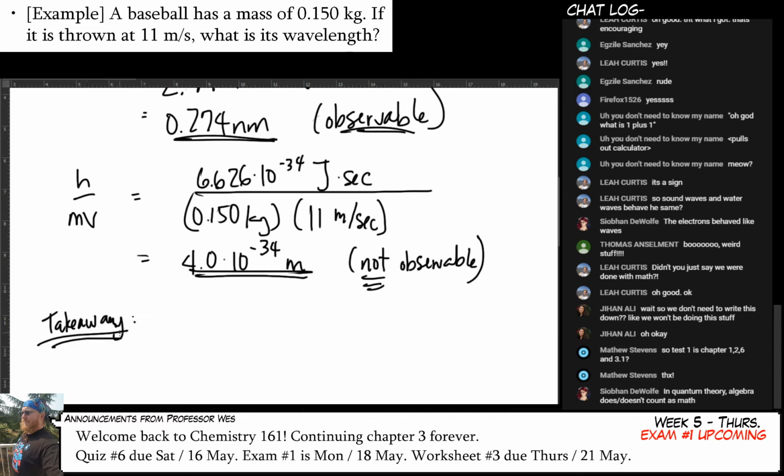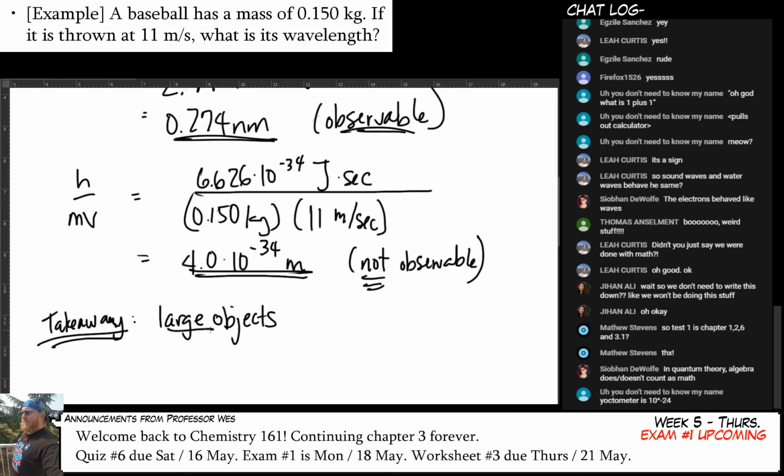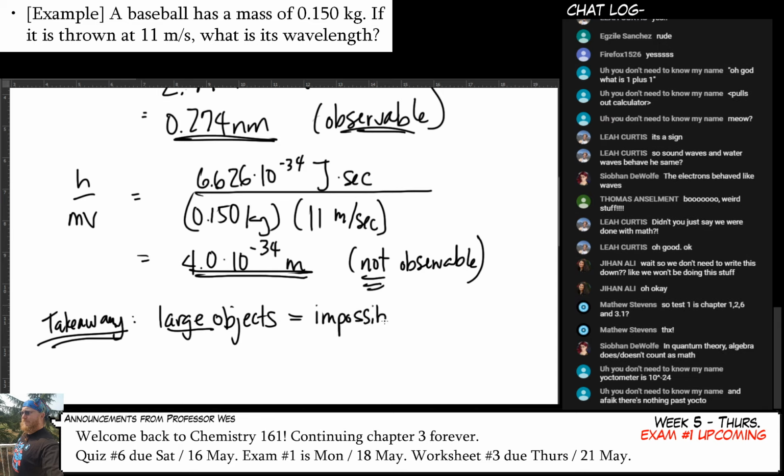And so what this means is that the takeaway here is large objects have impossibly small wavelengths, and so they obey classical mechanics.